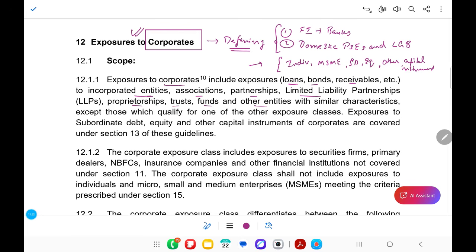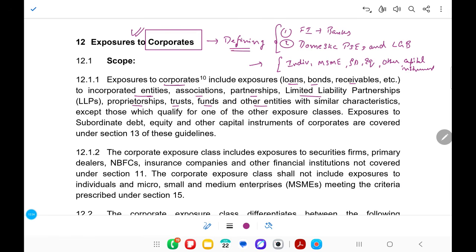What is the including criteria? The FIs which are not called banks are all included here as corporates. Further, domestic PSEs and local government bodies are also included here. And under the excluding criteria, we exclude individuals and MSMEs which are eligible for the regulatory retail criteria. Further, the exposures to corporate subordinated debt, equity, and capital instruments are also excluded here, right? So this is the main scope of the exposures to corporates.